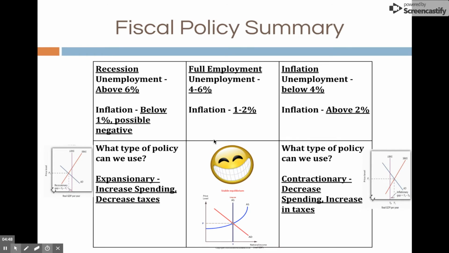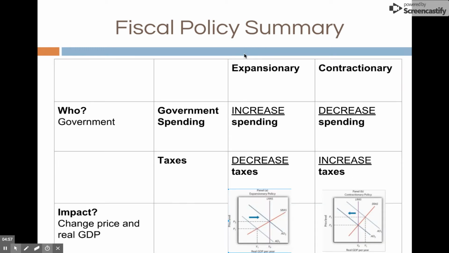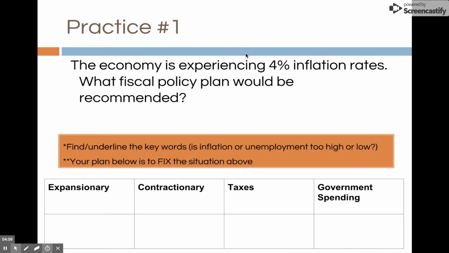So in summary, here's the policies together. Again, this is the ideal, and this unit's about fixing these 2 things to get back to the middle. So just another visualization summary. So let's just quickly practice.